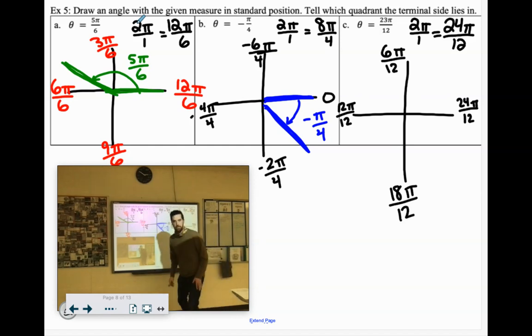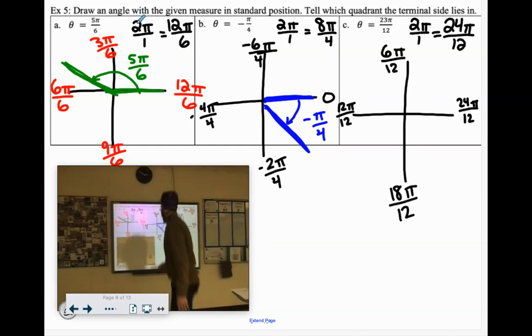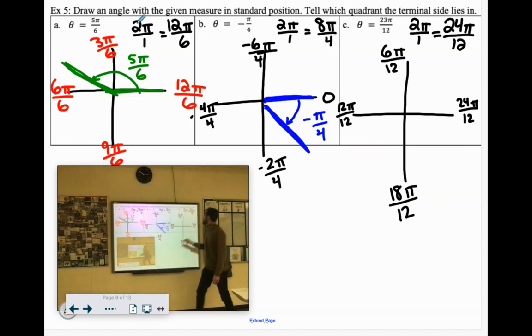Am I running out of time? Yep, 15 seconds. Here we go. So we need 23 of those. So it's going to go almost all the way around, right here. 23 pi over 12.